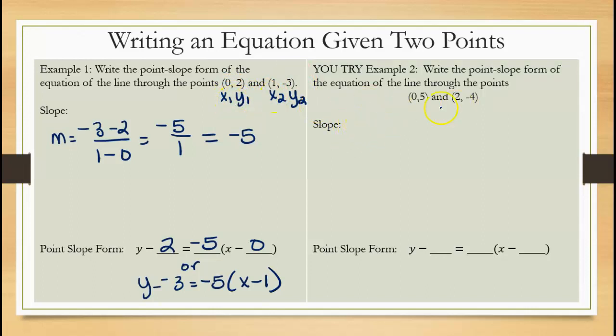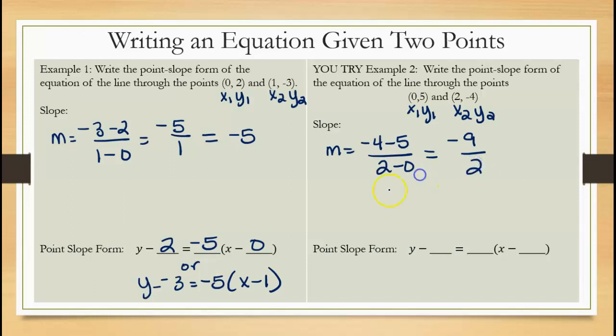Welcome back. You should have labeled that this is x1 and this is y1, and this is x2 and this is y2. We subtract our y's on the top, so negative 4 minus 5 goes on top. 2 minus 0 goes on the bottom. Again, check these with your calculator. Negative 4 minus 5 is not negative 1, it's negative 9. 2 minus 0 is 2.